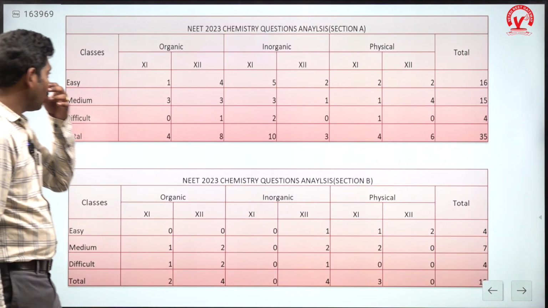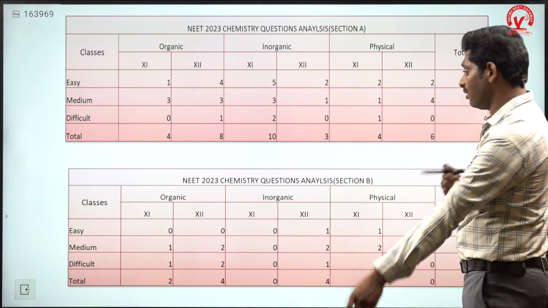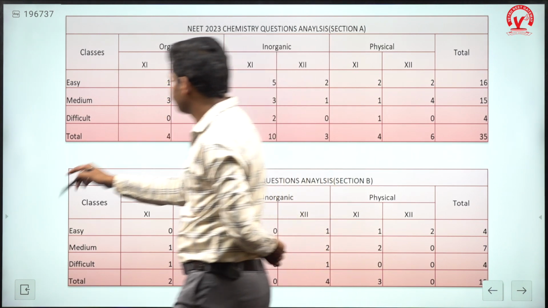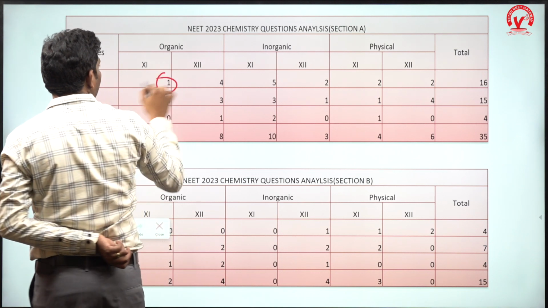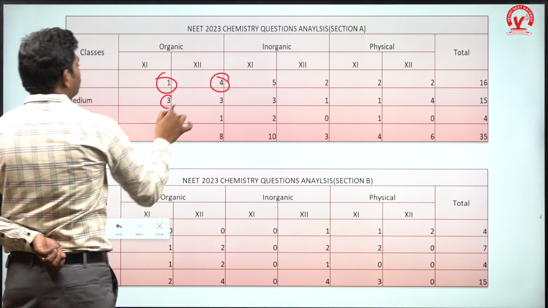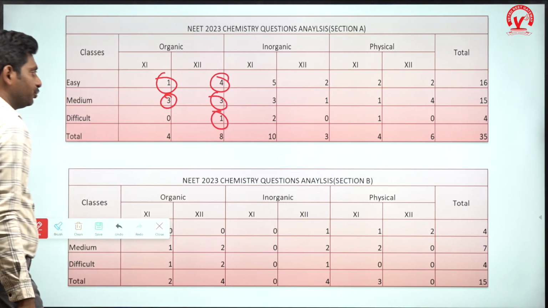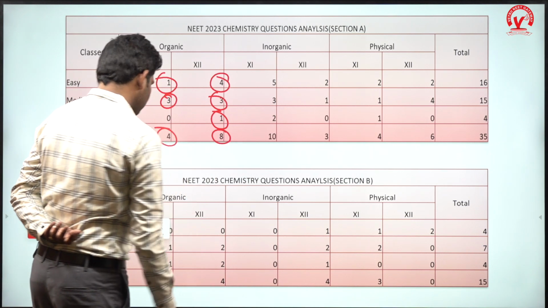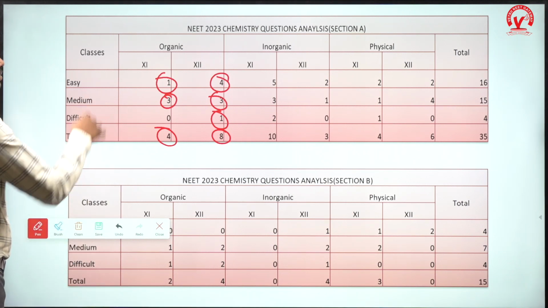And next we observe the organic, inorganic, and physical, and easy, medium, and difficult wise we will check that. So first organic. In easy, 11th organic 1 question, and 11th 4 questions is given medium 3 questions, and difficult 11th is not there, and 12th is only 1 question. So overall questions are first year organic 4, second year organic 8. Okay, it is for section A.